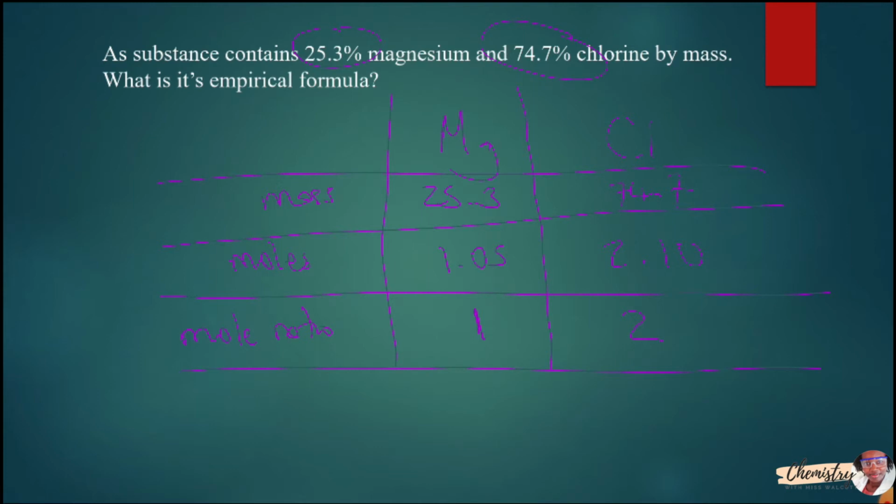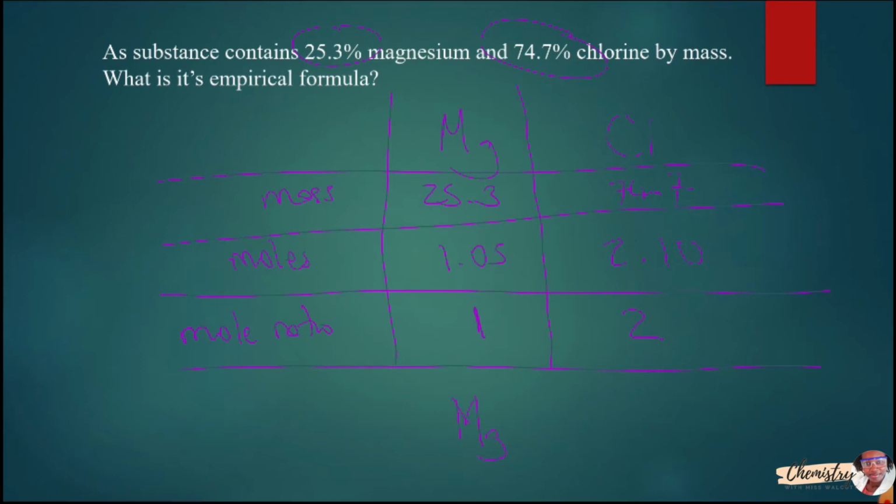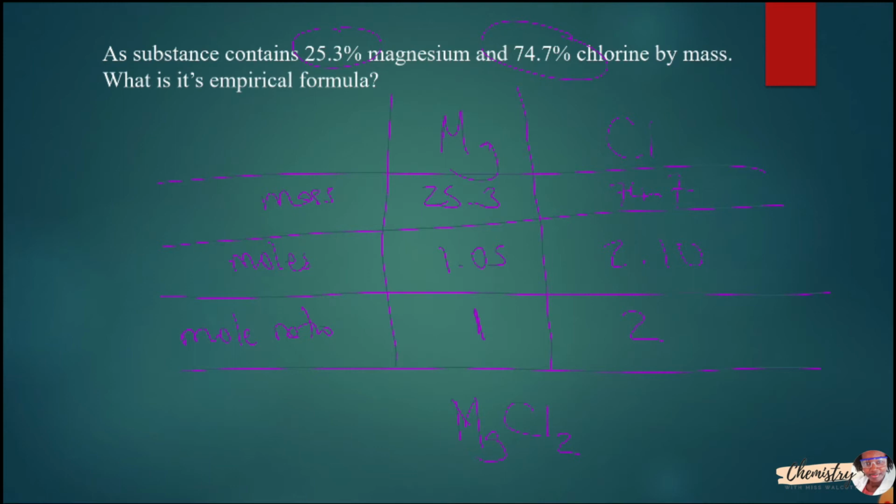The mole ratio actually tells us the number of atoms of each element present, so we could now write the empirical formula, which is Mg1. You know we don't write 1 in the formula, and Cl2. The empirical formula for this compound is MgCl2.